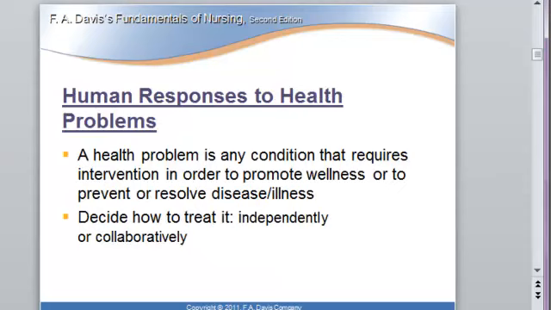A health problem is any condition that requires intervention in order to promote wellness or to prevent or resolve disease or illness. And we always decide how to treat that, whether we can do it independently or we need to collaborate with our physicians.